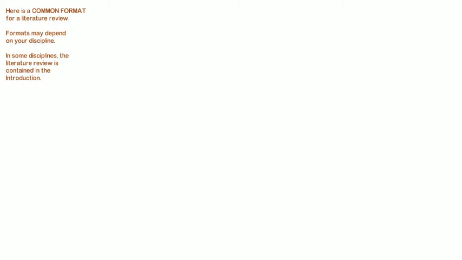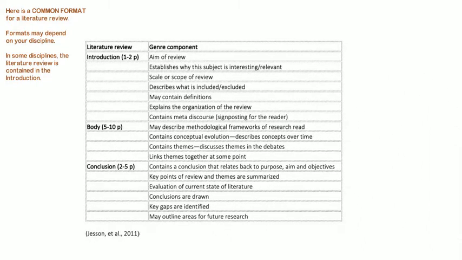So here's a common format in the table that I'll show you in a minute for a literature review. There may be some deviations depending on your discipline. For example, in some disciplines, the literature review is not a separate section or chapter. But this is what generally a literature review looks like. These are the components that need to go in it. Depending on your discipline, the components may change.